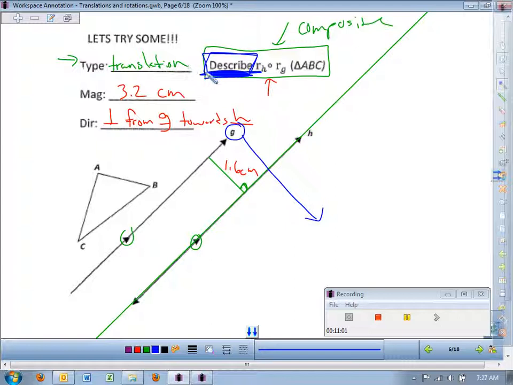This is a translation. Why? Because there were parallel lines in the picture, and it's a composite of two reflections over parallel lines. Magnitude: measured that perpendicular distance and doubled it. Direction: perpendicular from blank towards blank. G comes first, so circle G and make an arrow going that direction.